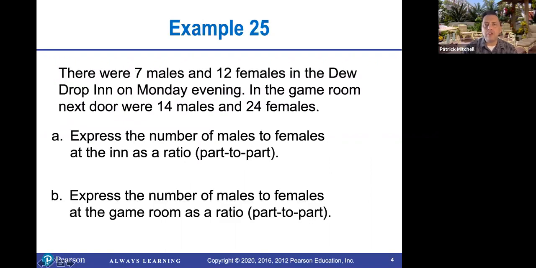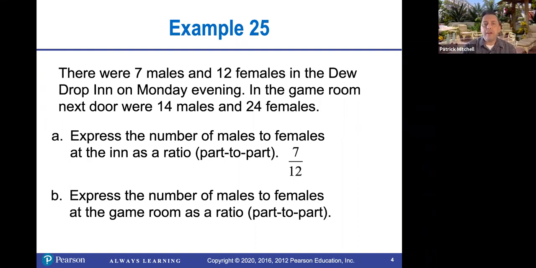There were 7 males and 12 females in the Dewdrop Inn on Monday evening. In the game room next door were 14 males and 24 females. So they want us to express the number of males to females at the inn as a ratio, which would be an example of a part-to-part ratio. And then they want us to express the number of males to females at the game room as a ratio, which is also a part-to-part ratio.